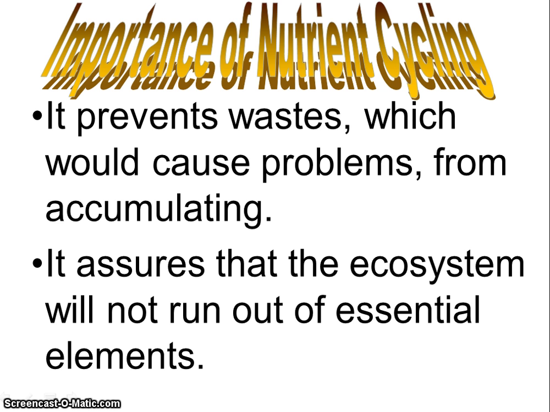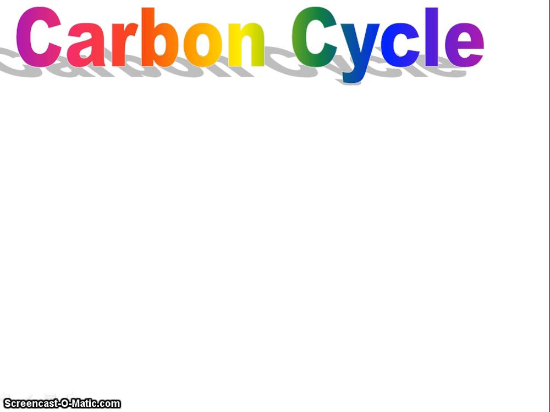We're going to talk about a couple of different types of cycles: the carbon cycle, phosphorus cycle, nitrogen cycle, and the water cycle. So the first thing is the carbon cycle. We need to start off with a reservoir of carbon dioxide molecules. Carbon dioxide is going to be present in the air and in the water.